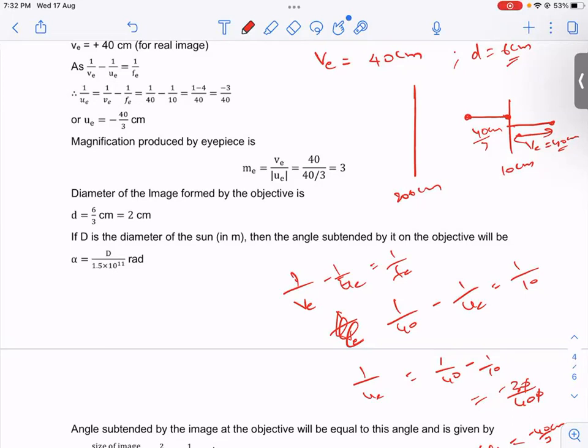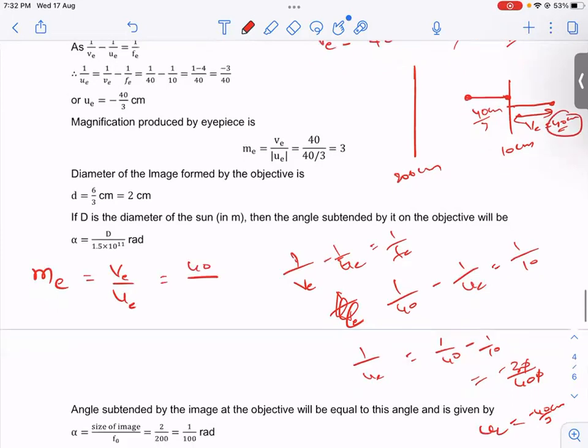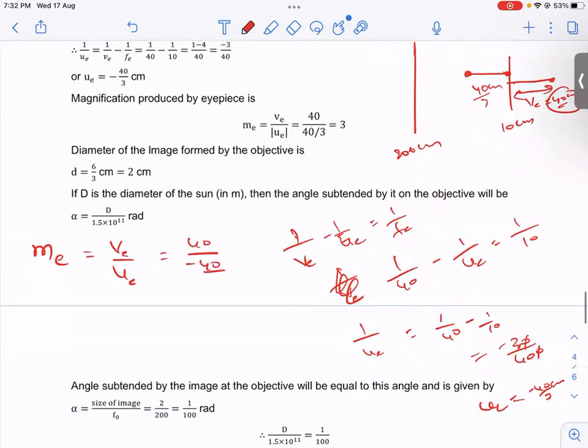Okay. Now what is going to be the magnification produced due to the eyepiece? Magnification due to the eyepiece, according to Ben's formula, is VE divided by UE. VE is 40, divided by UE, which is minus 40 by 3. Cancel these two, so it is minus 3. The minus is coming because you have an inverted image.